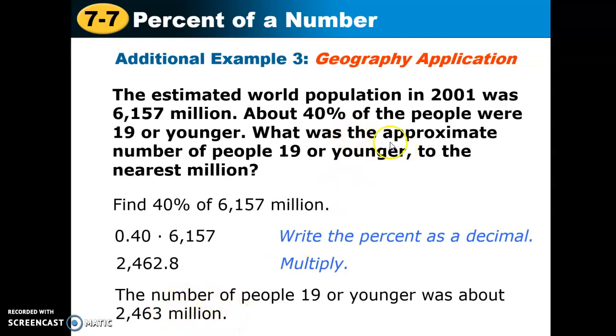They did ask what was the approximate, so I would get rid of this 0.8 by rounding. So the approximate number of people 19 or younger was 2,463 million. Or in other words, 2.4 billion.